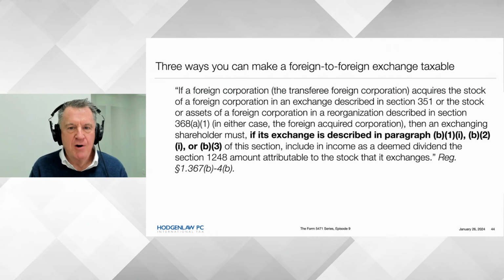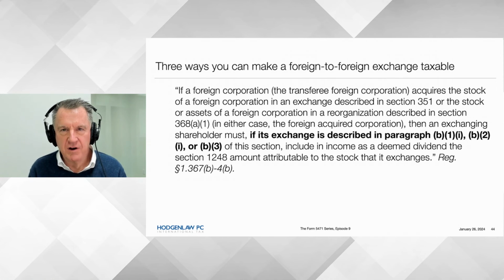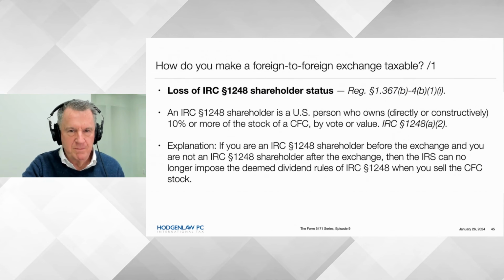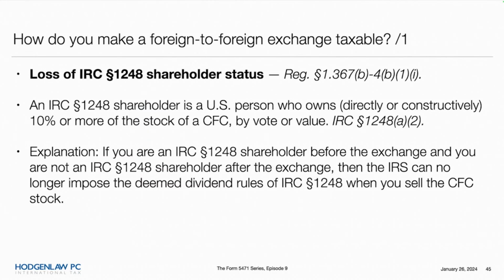So how does water-runs-downhill work? It's a non-recognition event. How does that get trumped, because there's always an exception to the rule? Well, they gave us 3 specific exceptions in the regs. So let's look at each of those 3 in sequence. And the first one is, as I mentioned before, section 1248.